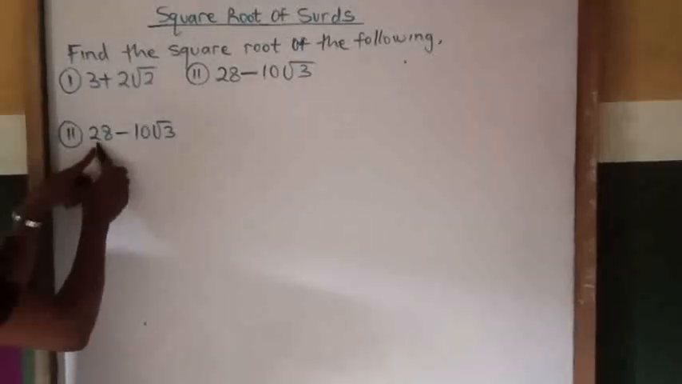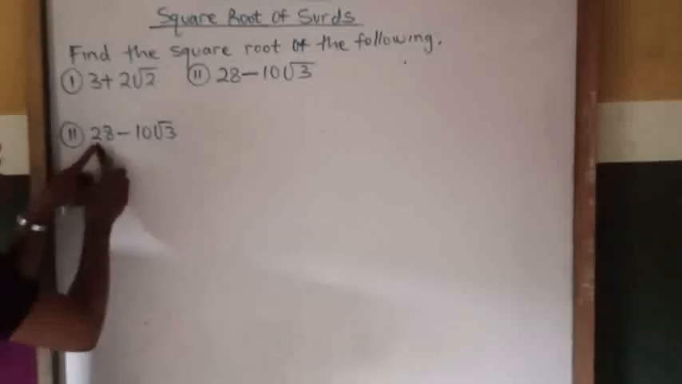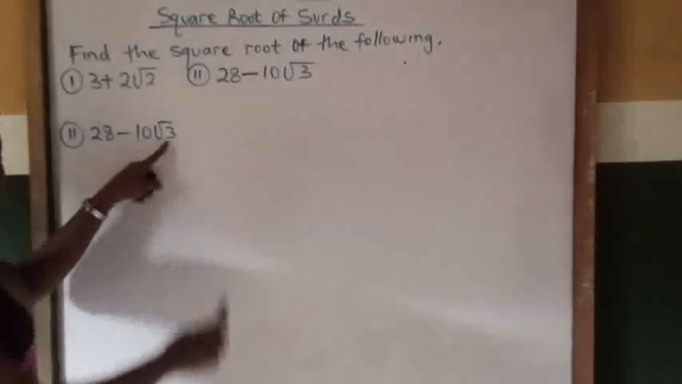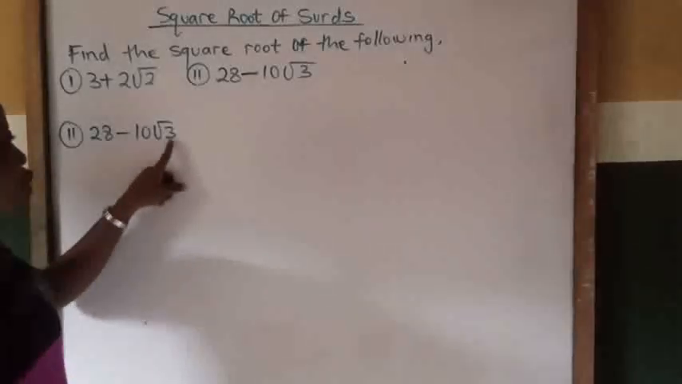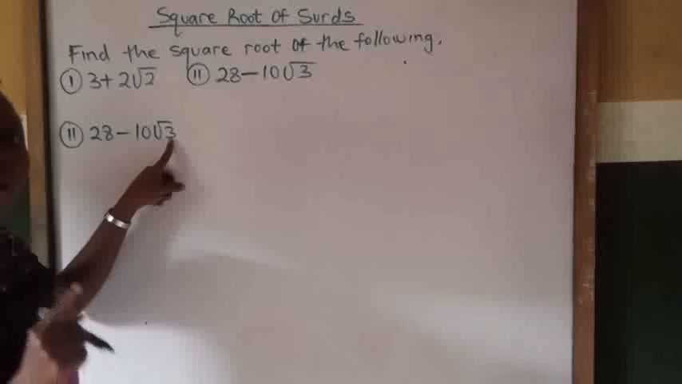Question 2. We are looking for the square root of 28 minus 10 root 3. There is no perfect square root of 28. There is no perfect square root of 3. And our answer must not be in decimal form. So, the square root of 3 will give you a decimal number, then you must not leave your answer in the form of decimal.